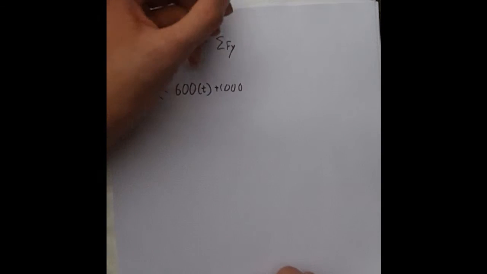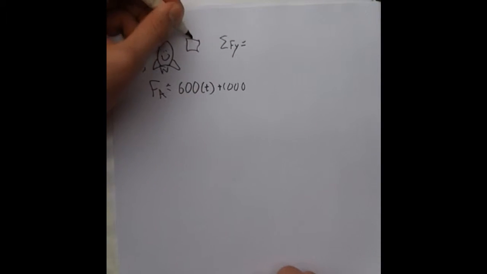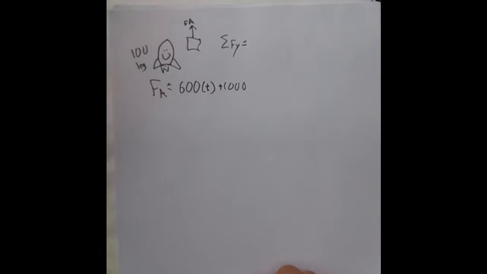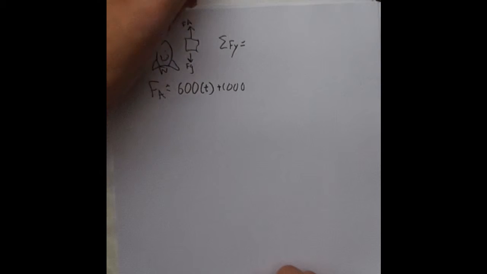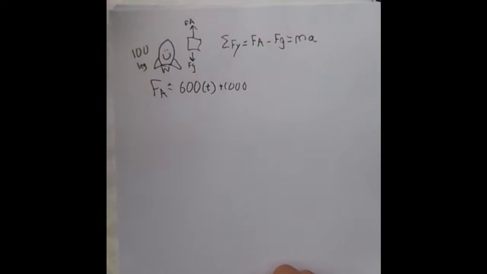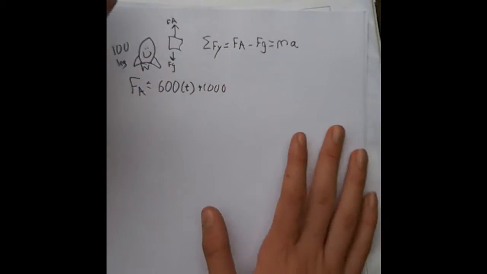So let's just start like we start all of our force problems with a free body diagram. Here's our FBD. It's got force applied going up, force of gravity going down. So it's force applied minus force of gravity equals mass times acceleration. So we know all this except acceleration, so we can solve for it.